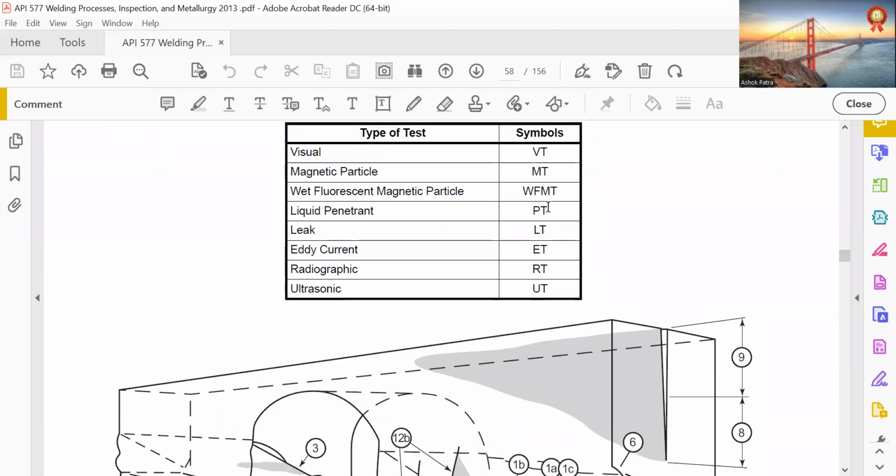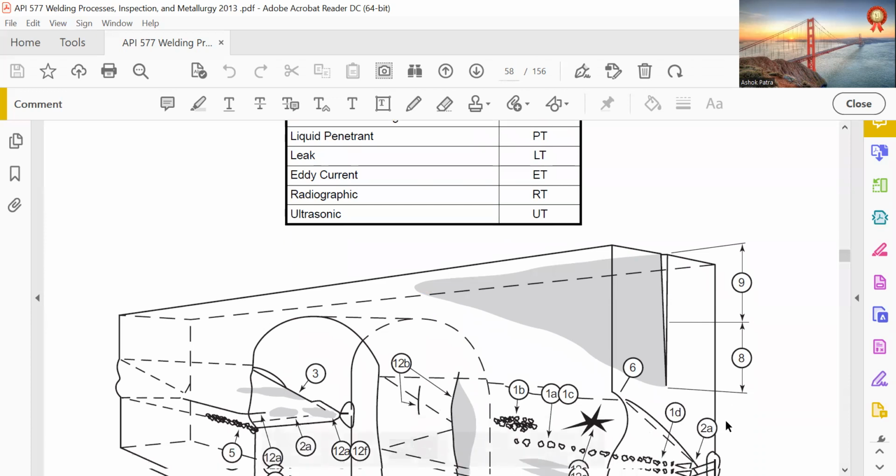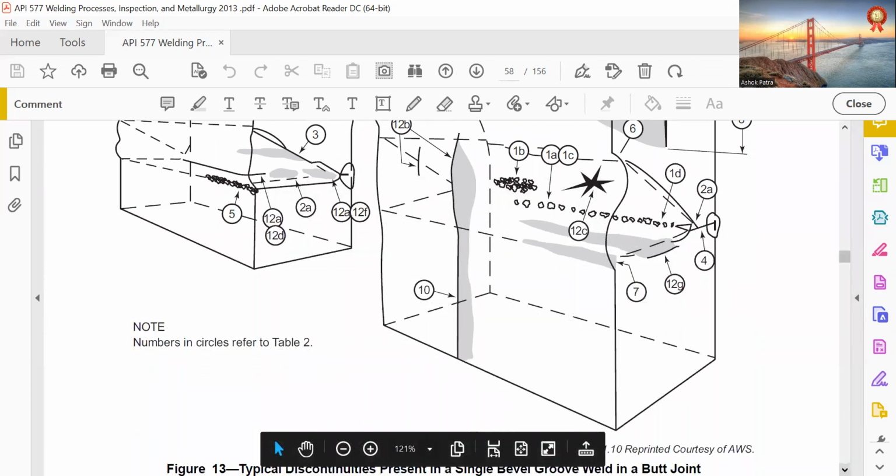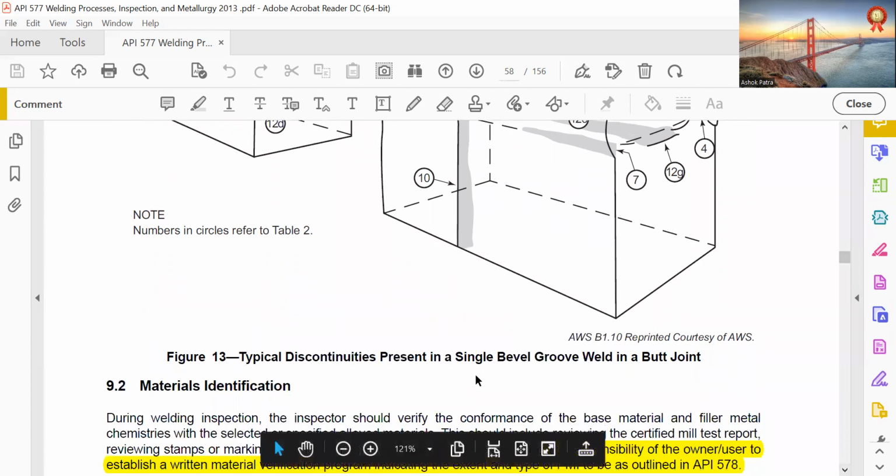So visual VT, magnetic MT, wet fluorescent WFMT, liquid penetrant PT, leak testing LT, eddy current ET, radiographic RT, ultrasonic UT. There is a typical discontinuity present in a single V-groove weld in a butt joint.